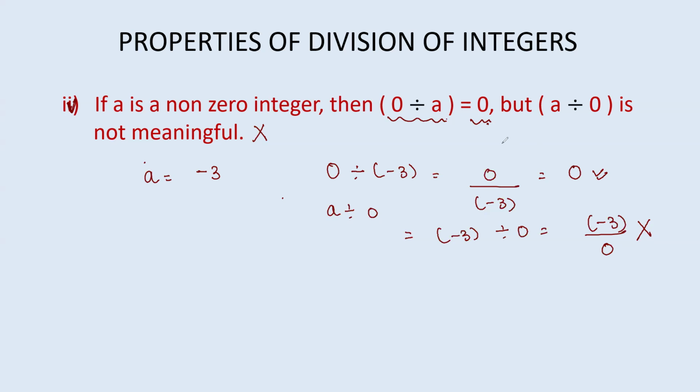Now, these were the 4 properties of division of integers. I hope the properties are clear through this video. Also, with this, we end the chapter integers.